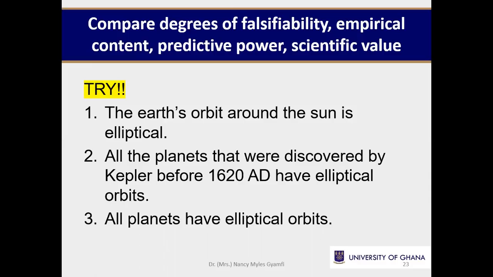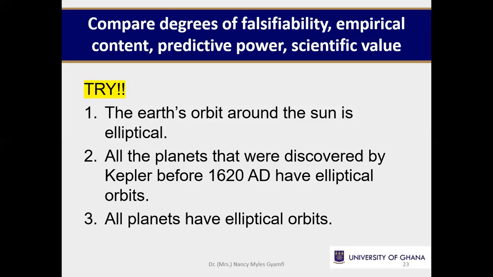Excuse me, please. All the planets that were discovered by Kepler before 1620 AD have elliptical orbits. So the first one is particular. The second one is also particular. The third one says all planets have elliptical orbits. The third one is talking universal generalization. If it is a universal generalization, it only means it has an infinite reference class.